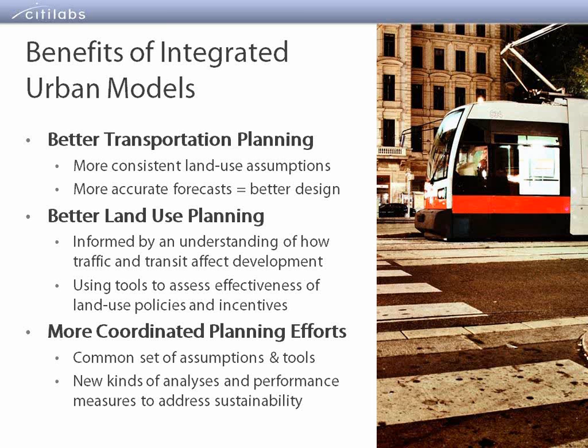If you have land use assumptions that give rise to enormous amounts of congestion that would clearly be inconsistent with the land use assumptions you started with in the first place, this kind of invalidates the whole forecast. So having a model that reconciles the land use assumptions with the congestion and accessibility output by the transportation model does lead to better planning.